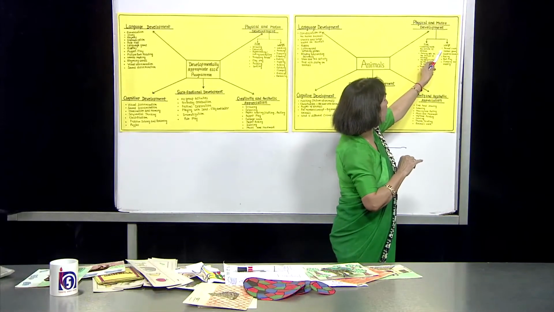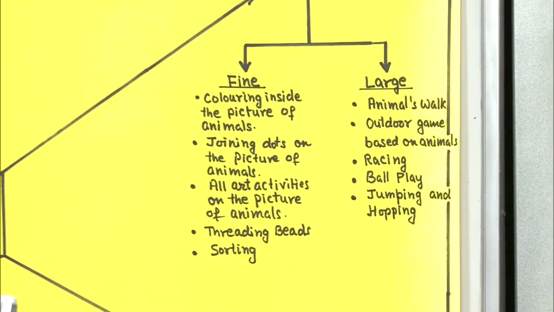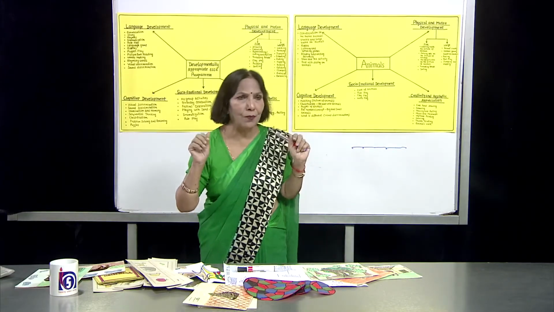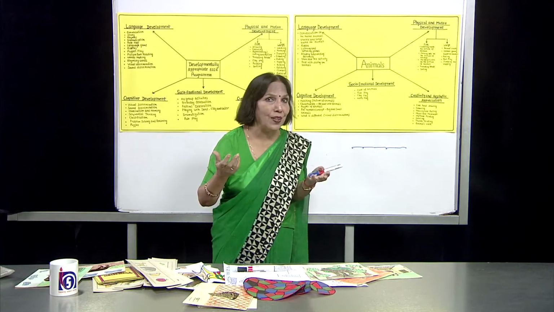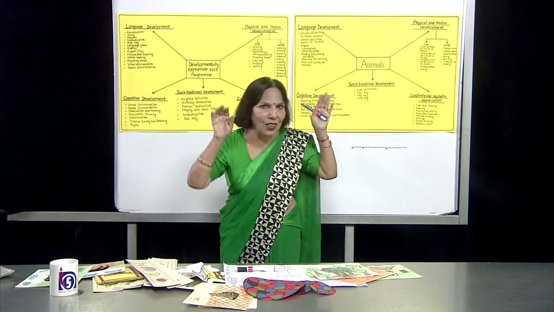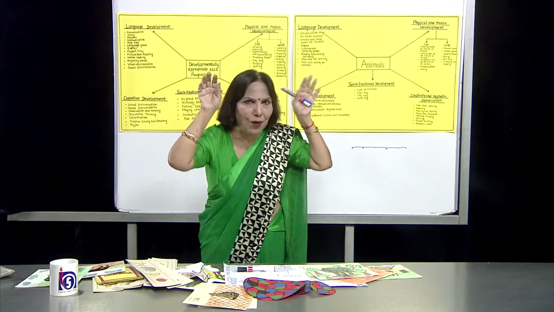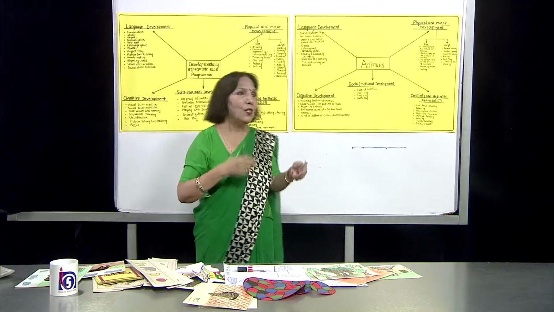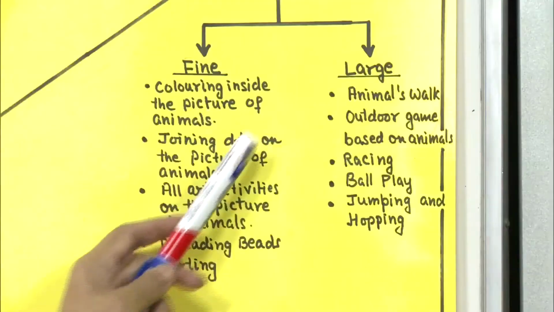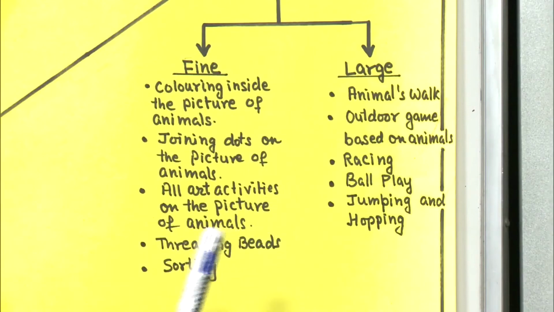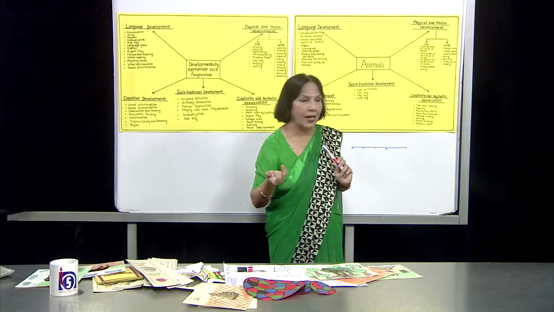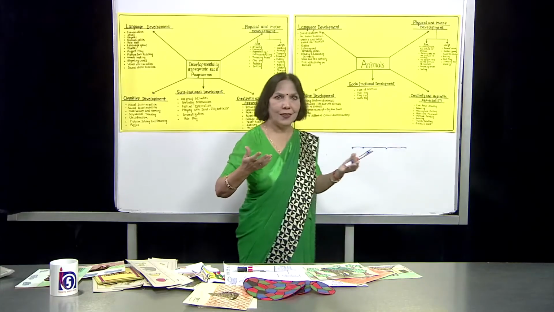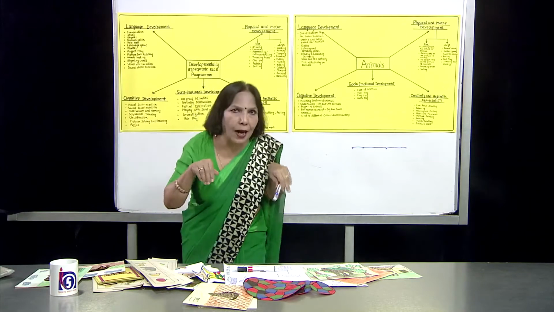Then large motor activities, animals walk. Ask them to come, little children, come, come, come. How should we come? Come like a cat. So, all the children will walk like a cat, meow, meow. Come like a dog, wow, wow, all children will come. So, this is animals walk, outdoor game based on animals. Maybe you can do animals racing, ball play, jumping and hopping. Jump like a monkey, hop like a rabbit.